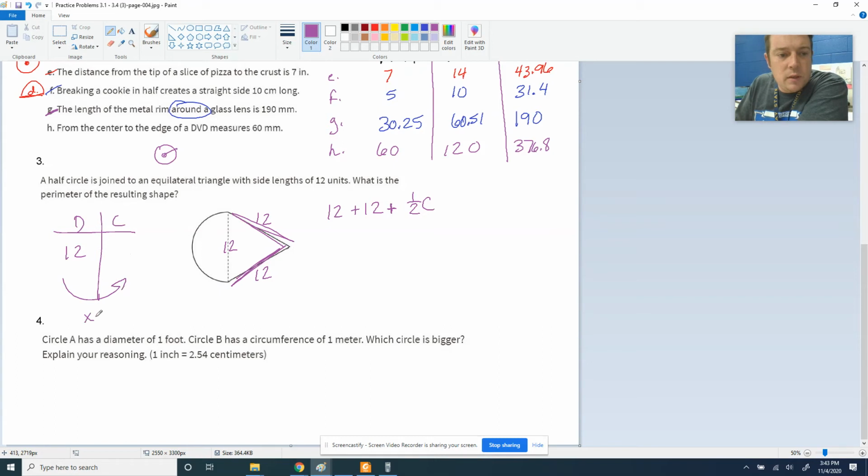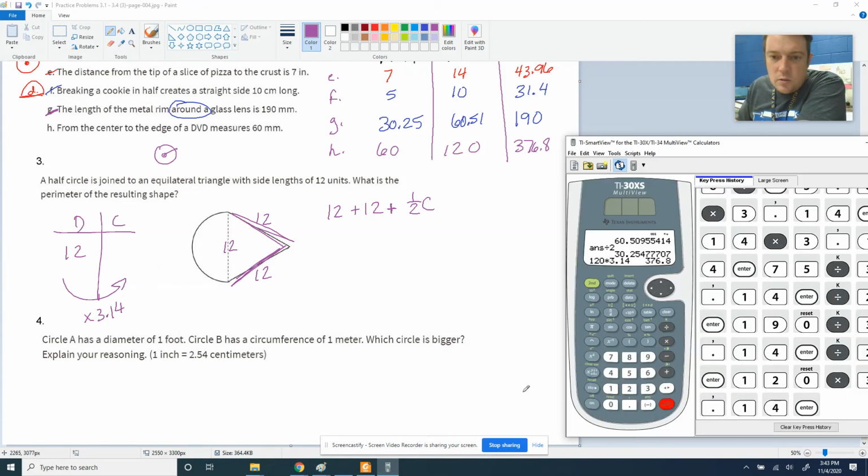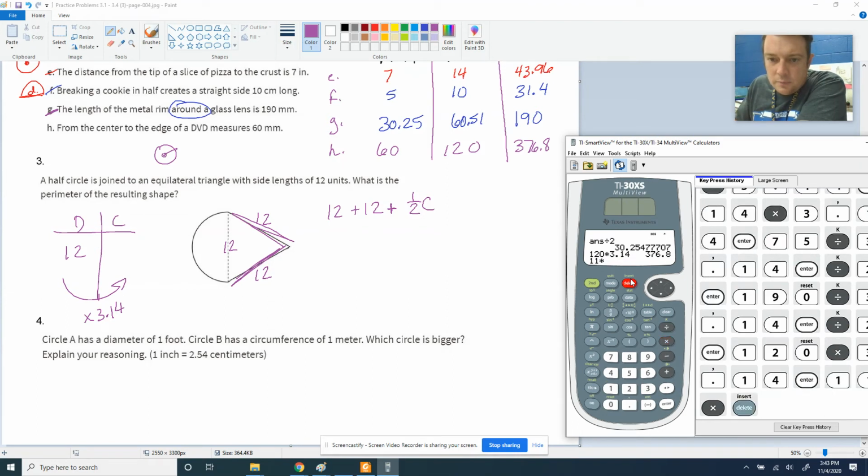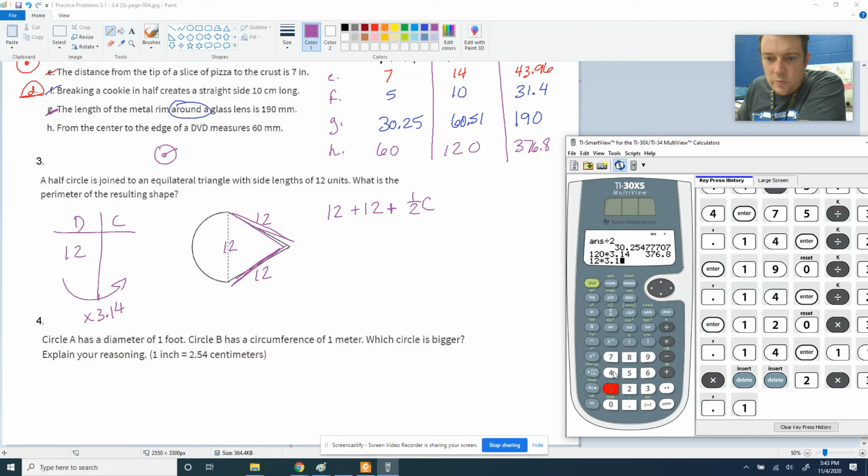Now, if we talk about this circle here, its diameter is 12, so its circumference would simply be 12 times pi, because we know that's the constant of proportionality. So let's do 12 times pi. 12, not 11. 12 times pi is roughly 37.68. But we don't want a full circumference. This only goes halfway around. So we want to take that and divide it by 2.